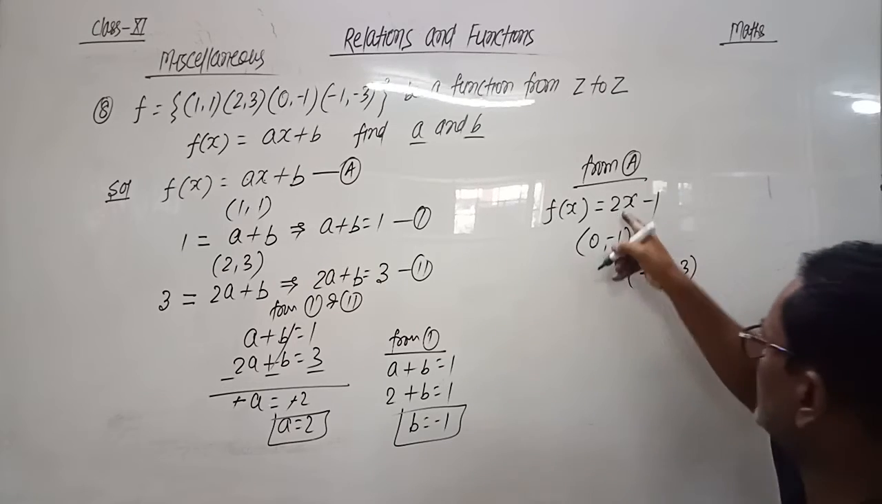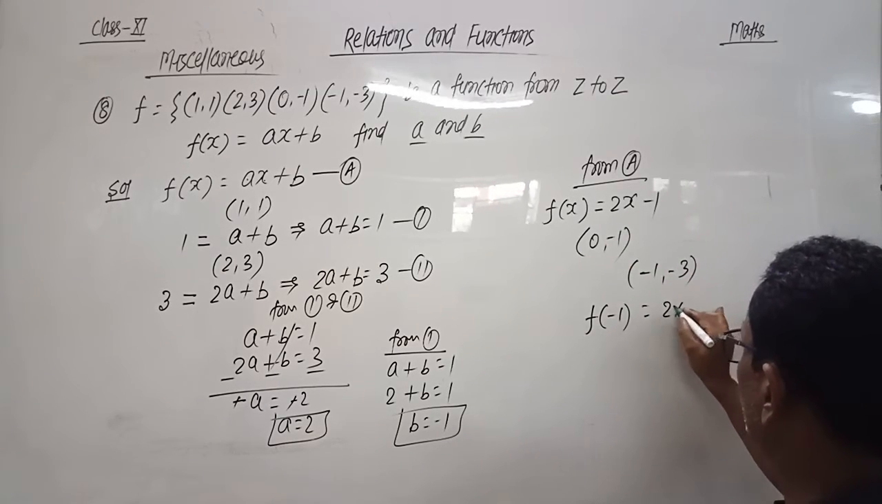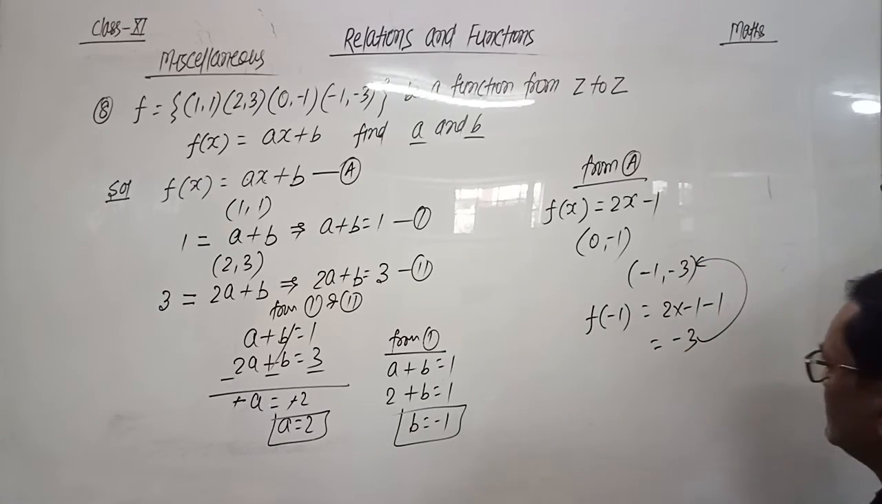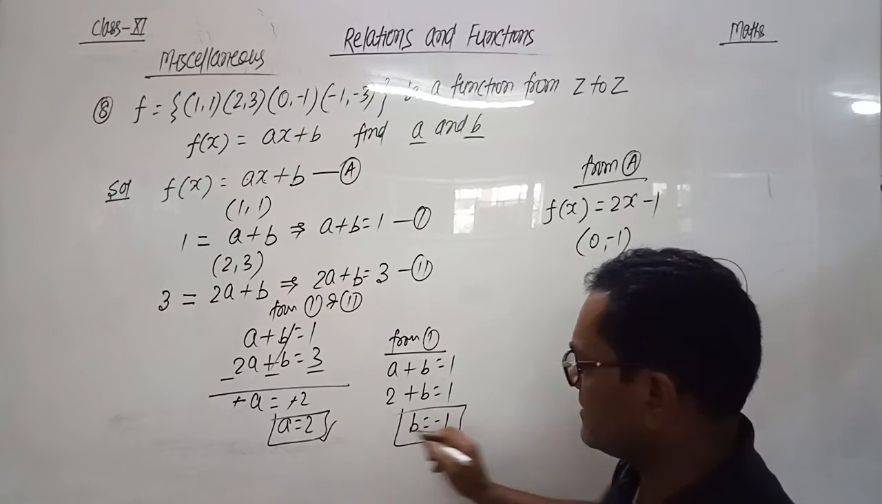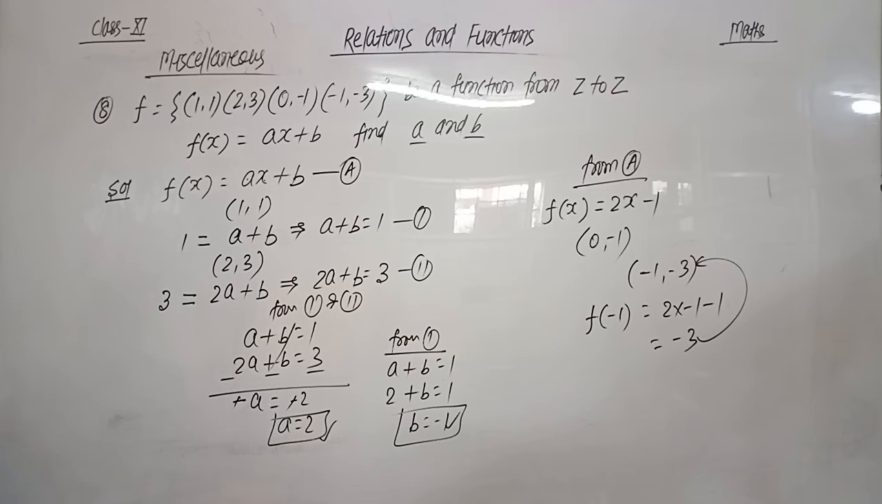When we take x equals to minus 1, f of minus 1, so 2 into minus 1, we get minus 3, which is the value of f(x). So we check that the value which we determined is correct. The value of A is 2 and the value of B is minus 1. Now we discuss the next question.